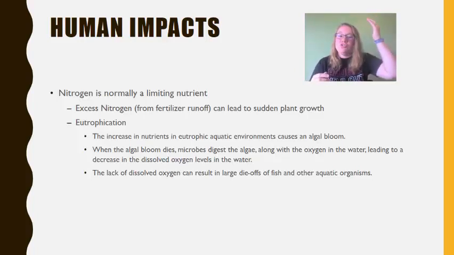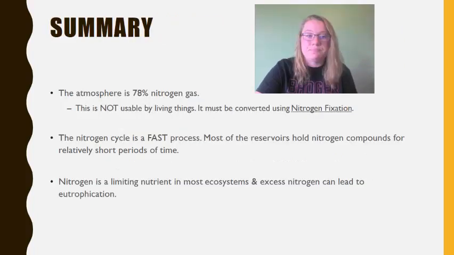So we have extra nutrients. That means there's a whole bunch of plant growth, but then those nutrients go away, so the plants die. Plants are decomposed, which uses all of the dissolved oxygen, which means everything else in the water is going to die. So eutrophication can be super duper bad when humans start messing around with the nitrogen cycle.